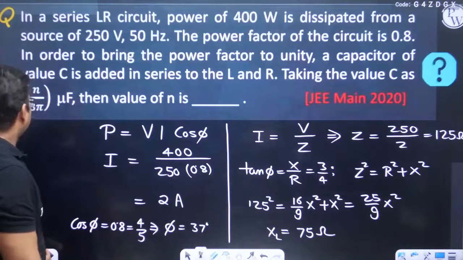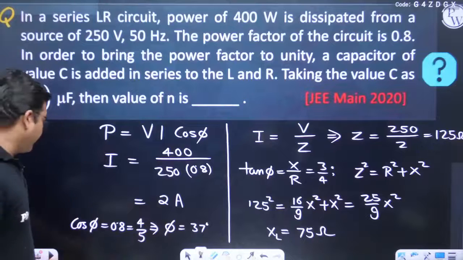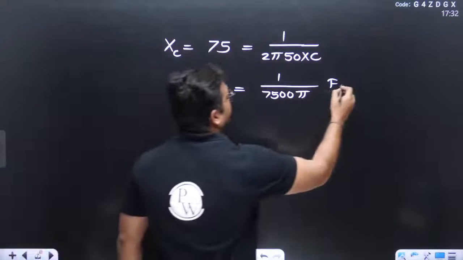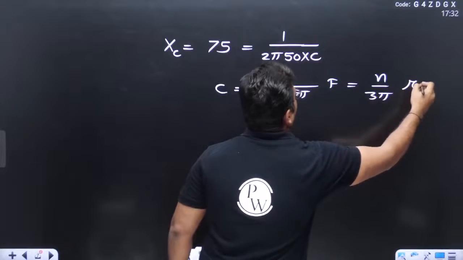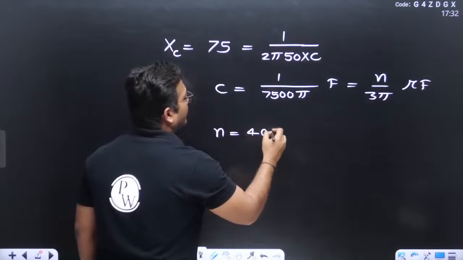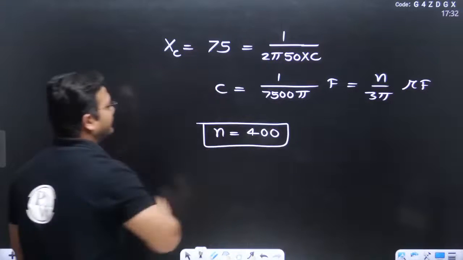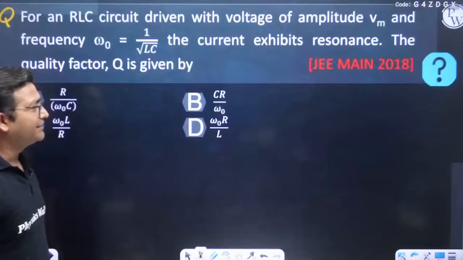Okay, and if you compare this result with n upon 3 pi microfarad, you will find n equals 400. So this is your answer. Here n is equal to 400. Over to the next question now.